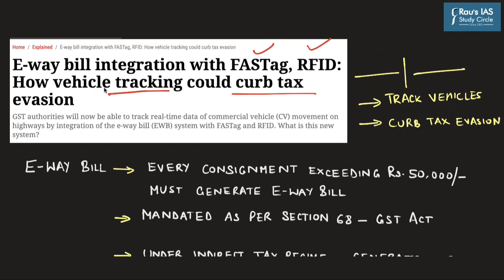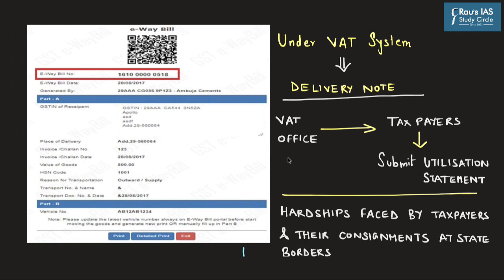And it is in this regard this article says that the GST authorities will now be able to track real-time data of commercial vehicle movement on highways, and this will be done by integration of the e-way bill system with FASTag and RFID. So in this regard, let us understand about this e-way bill and its integration with FASTag and RFID and what could be the possible benefits. Now before moving further, let's first of all understand about this e-way bill.